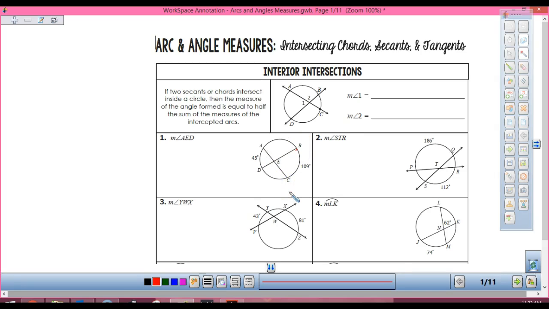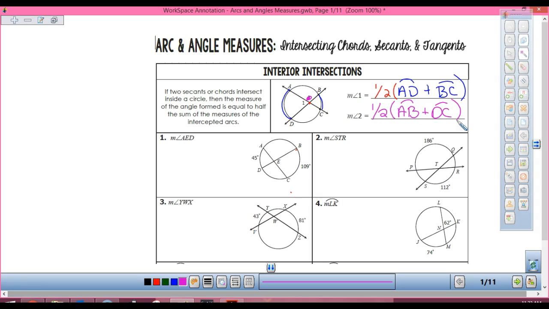So if they intersect inside the circle, then you are going to take 1/2 times the arcs that it's involved with. So if I'm talking angle 1, the arcs that we're dealing with are AD and BC. So we're taking 1/2 arc AD plus arc BC. If I'm dealing with angle 2, that's this guy, right? Which arcs are we dealing with for angle 2? Now we're on AB plus BC.